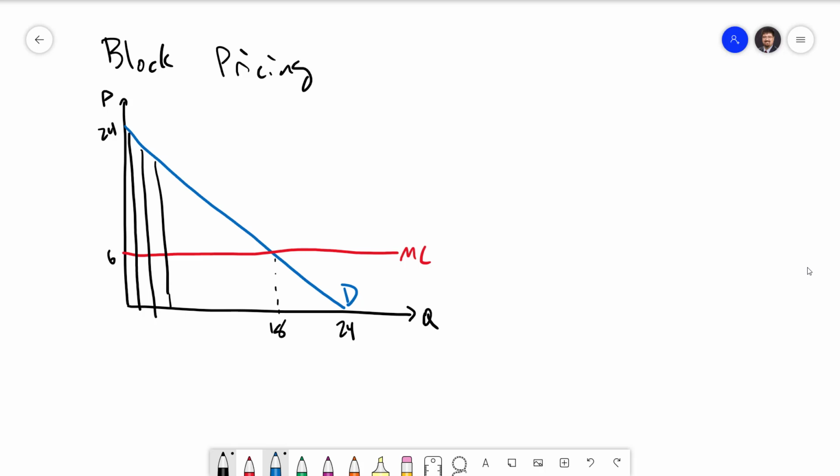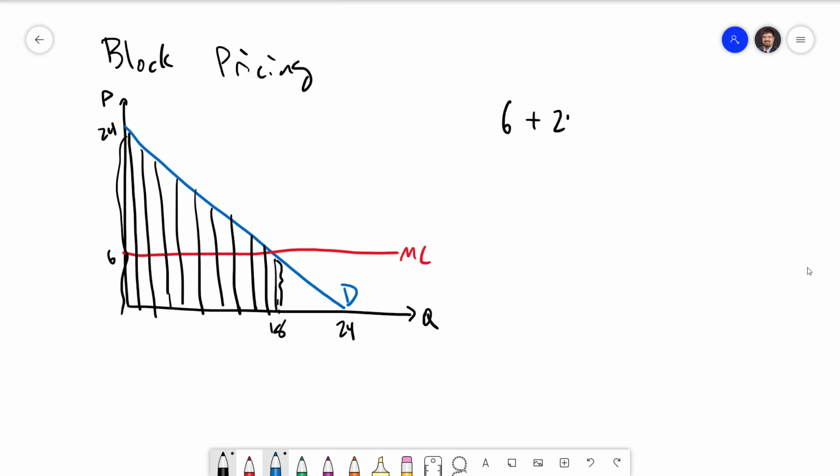And so that is this whole area here, which is going to be a trapezoid shape. To calculate the area of a trapezoid, we take the average of the two unequal sides here. One of them has a height of 6, the other has a height of 24. We take the average of that, so we divide by 2, and then multiply by the base, which is 18. That gives us 270. 270 is the total value the consumer gets from consuming 18 units. And so that would be their maximum willingness to pay for that package of 18.